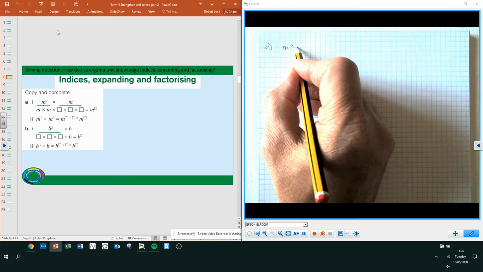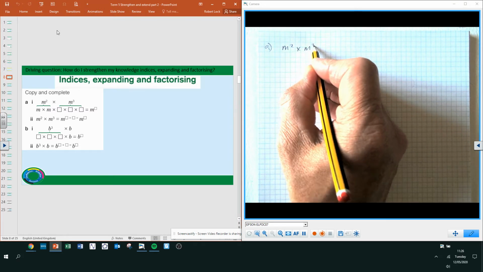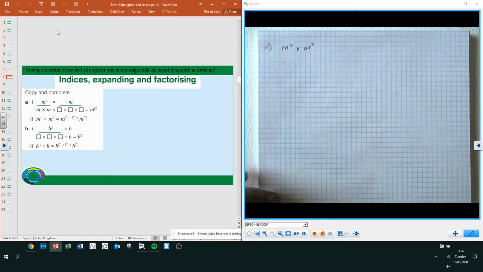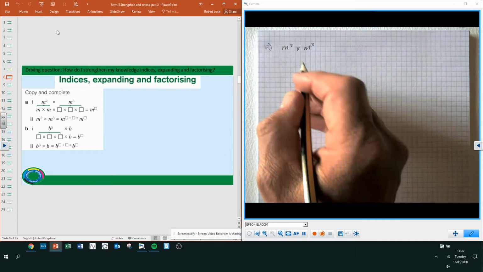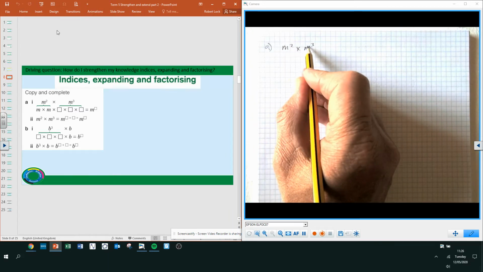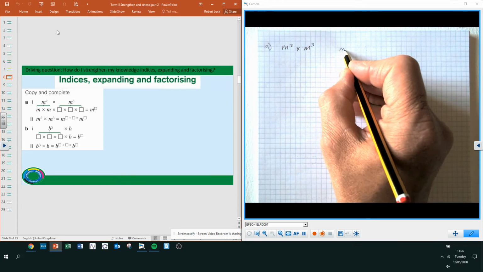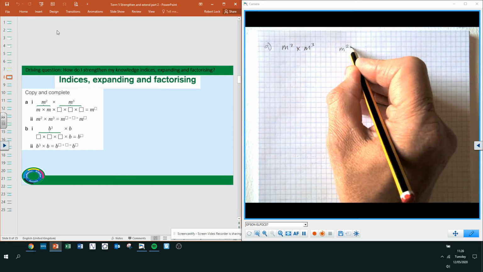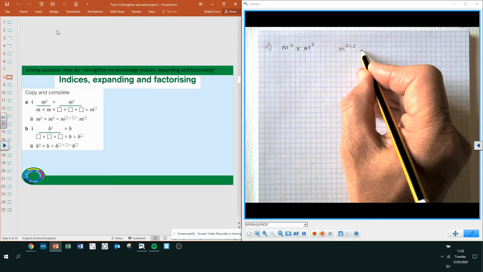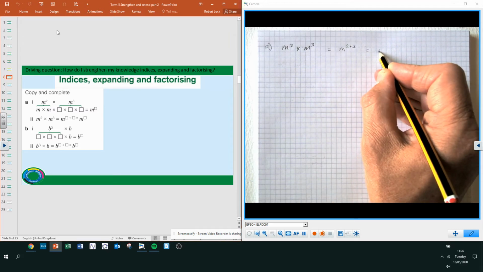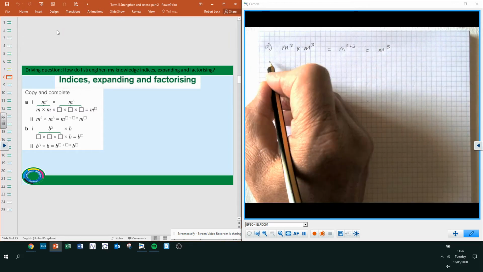m squared times m cubed. Remember, we're adding the indices together. So rather than doing what they're trying to do on the screen here, m squared plus m cubed, we're plussing the powers. So equals m to the power 5.